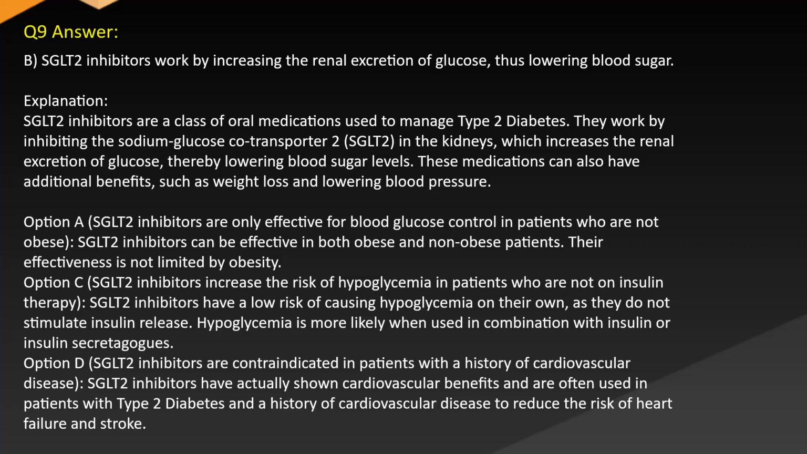Option D, SGLT2 inhibitors are contraindicated in patients with a history of cardiovascular disease. SGLT2 inhibitors have actually shown cardiovascular benefits and are often used in patients with type 2 diabetes and a history of cardiovascular disease to reduce the risk of heart failure and stroke.